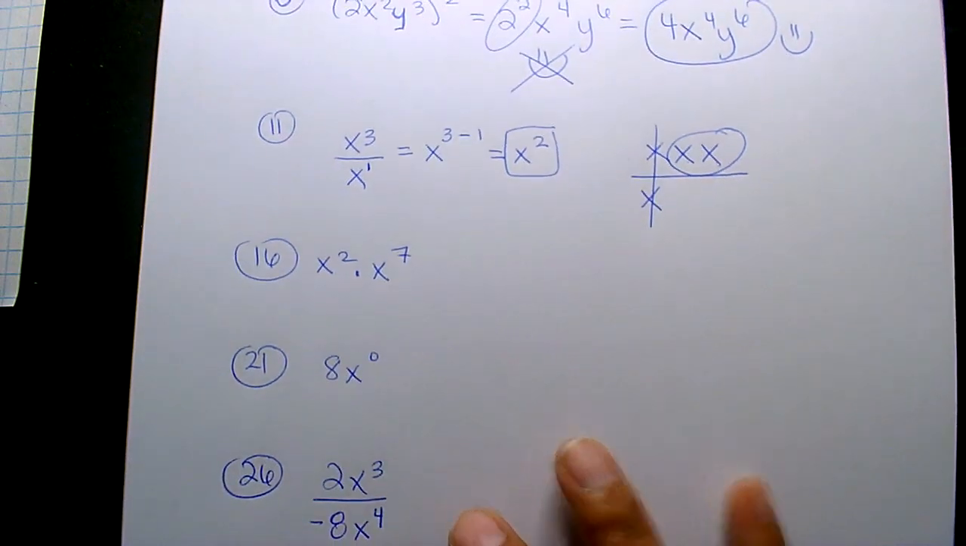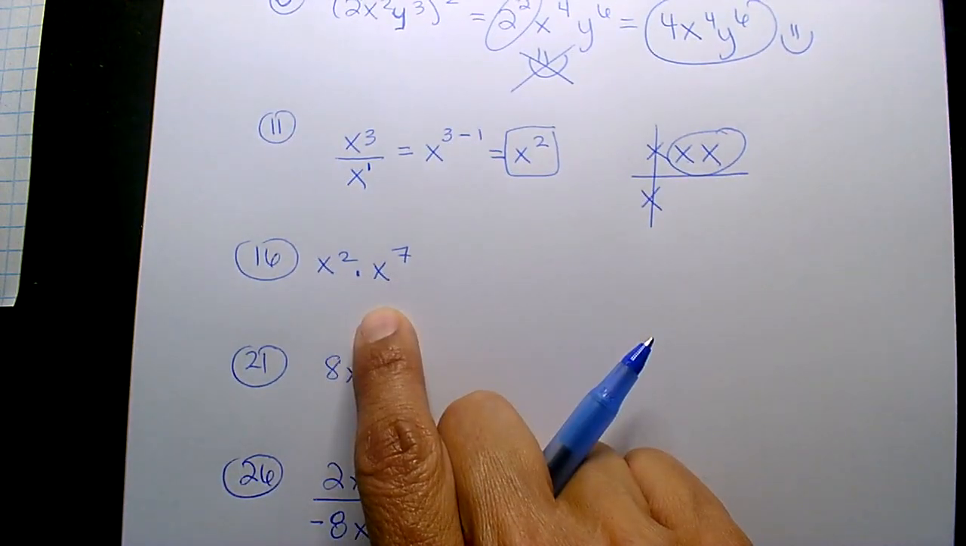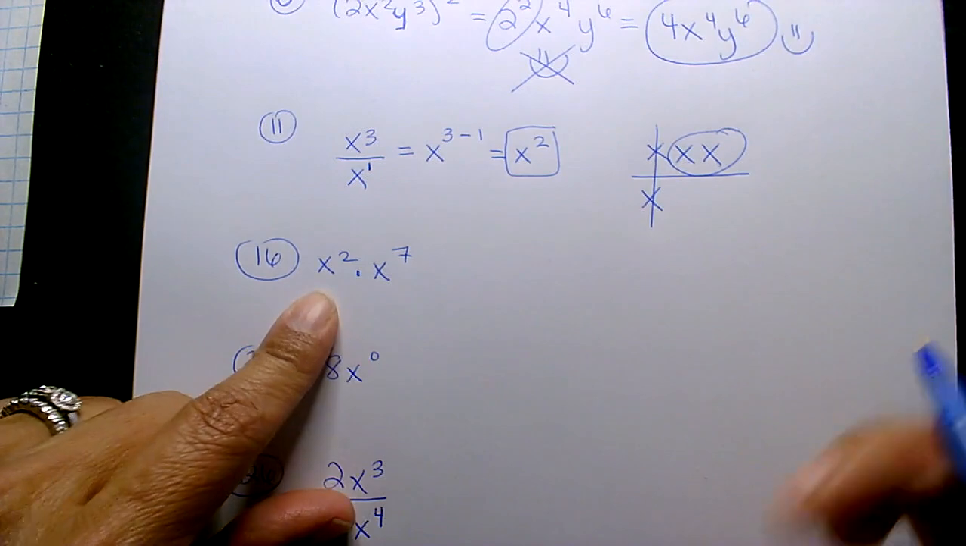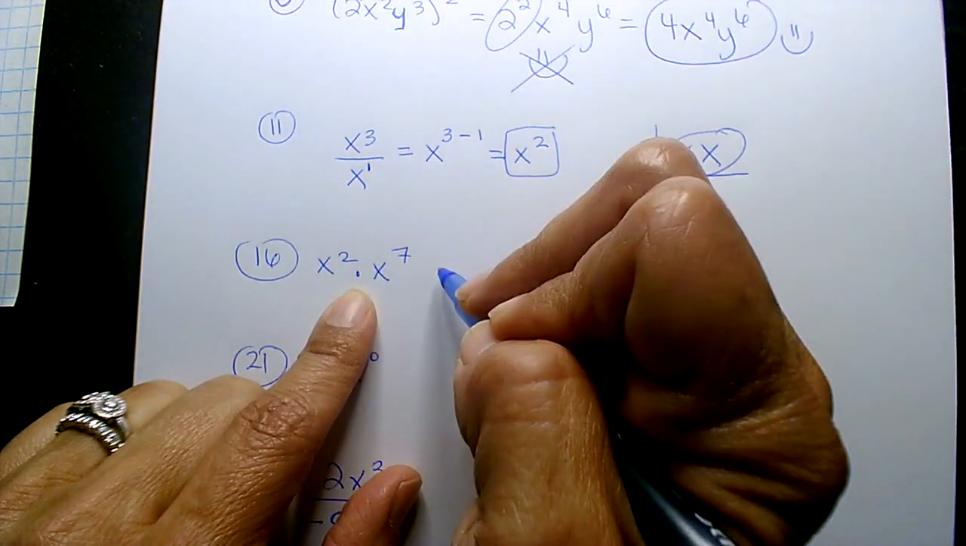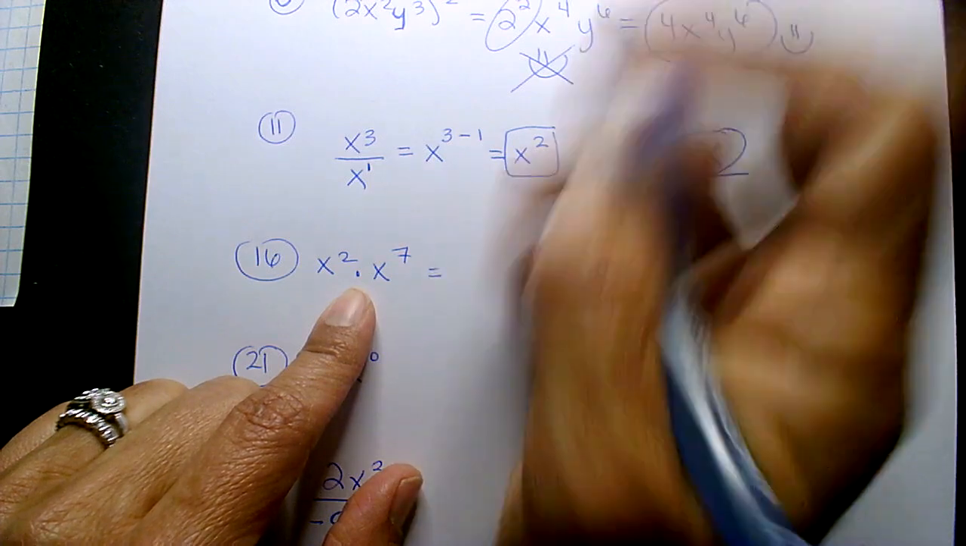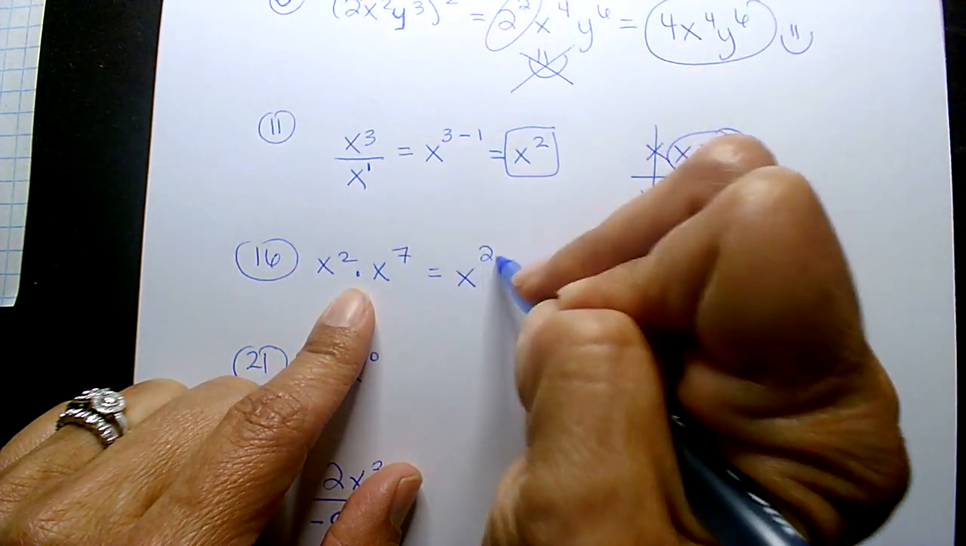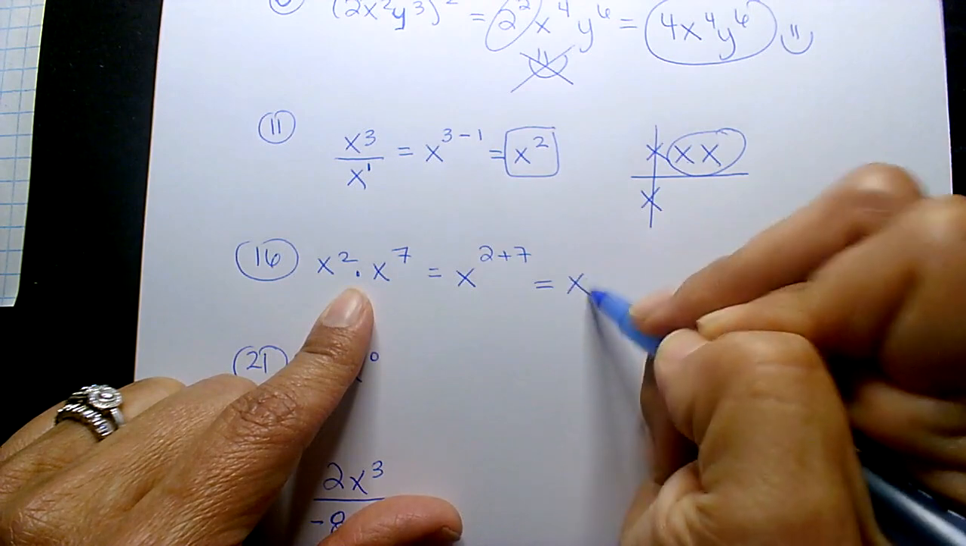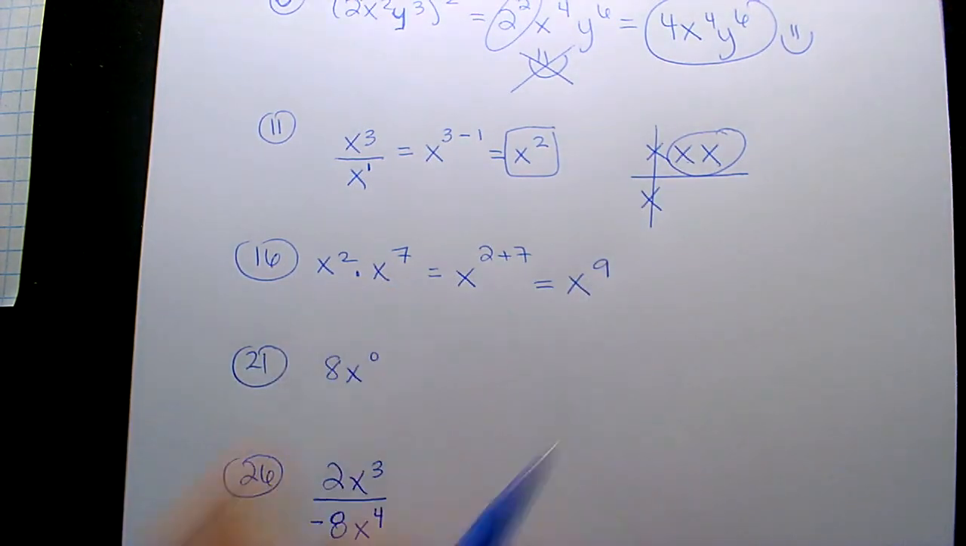Okay, 16, I don't know why I wrote it like expandingly larger. All right, here it's just the power rule. So all it is, I mean, it's the product rule, x to the 2 plus 7, and so that's x to the 9. Do not mess with the bases, right? It's just the exponent, so it's just 2 plus 7.